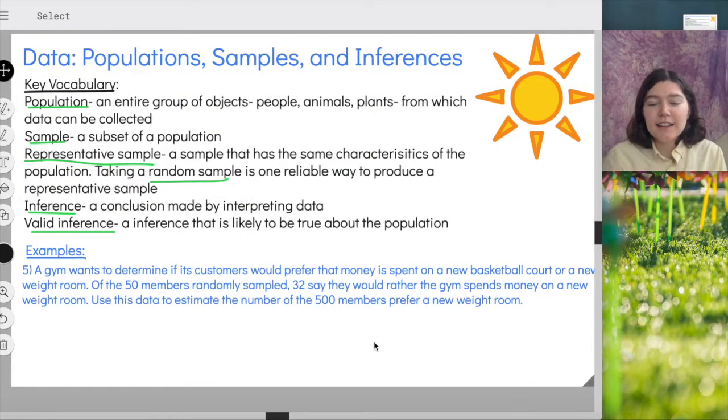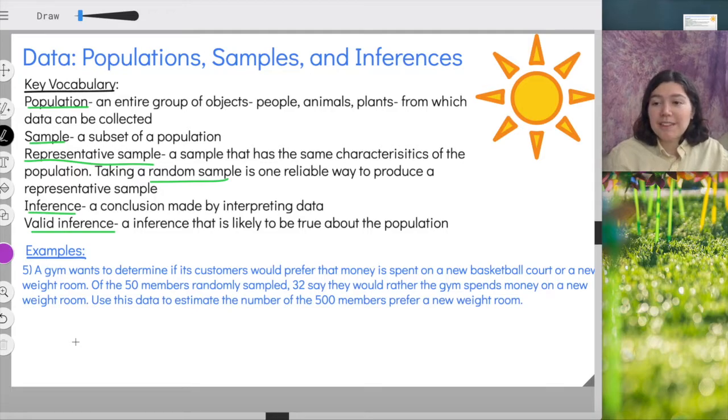Alright, so we have our next example, which is related. It's going to feel a little bit more like math, but all of this is math. So a gym wants to determine if its customers would prefer that money is spent on a new basketball court or a new weight room. Same situation. Of the 50 members who were randomly sampled, 32 say that they would rather the gym spends money on a new weight room. Use this data to estimate the number of 500 members who prefer a new weight room. So to do this, we can set up a proportion.